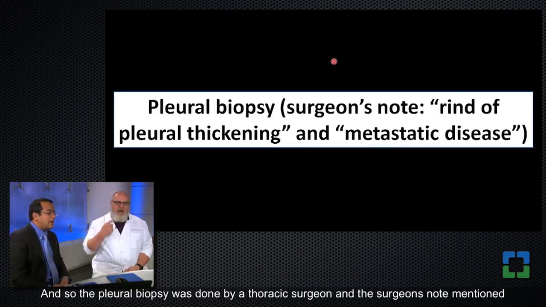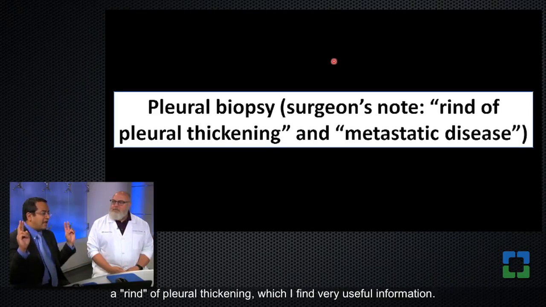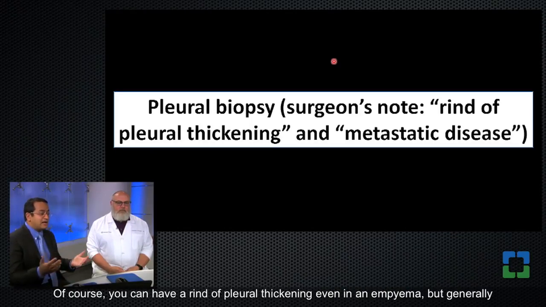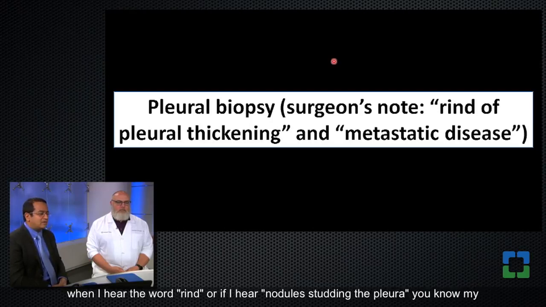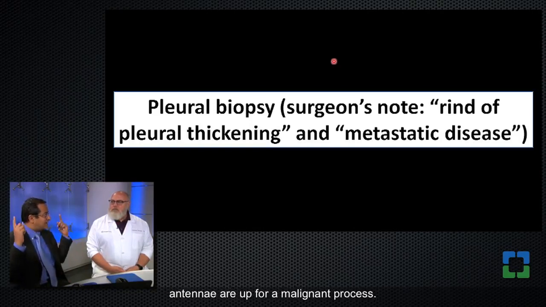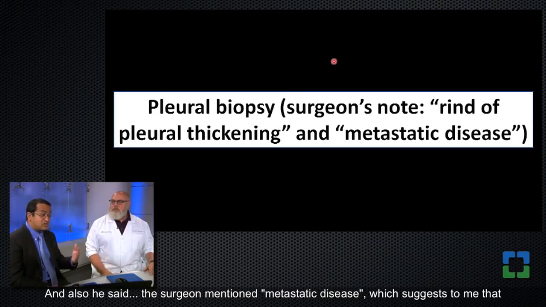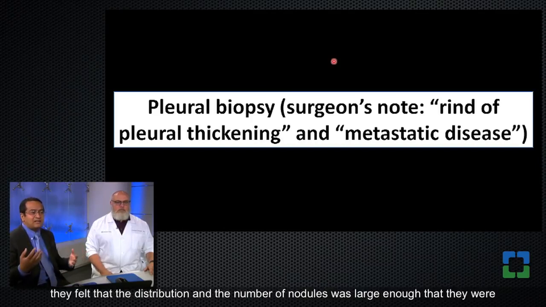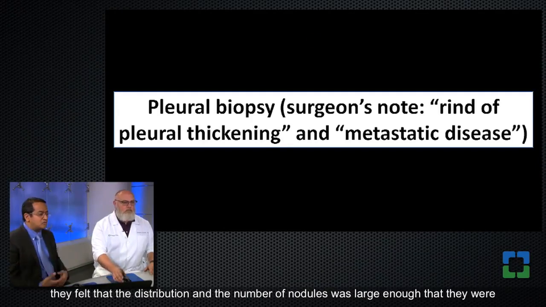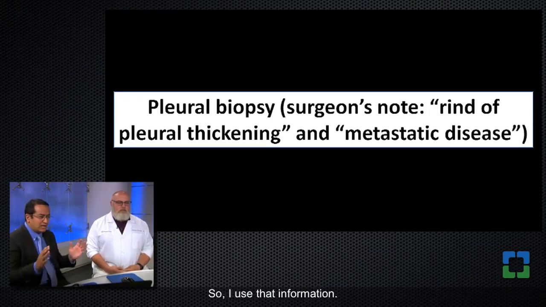And so the pleural biopsy was done by a thoracic surgeon, and the surgeon's note mentioned a rind of pleural thickening, which I find very useful information. Of course, you can have a rind of pleural thickening even in an empyema, but generally when I hear the word rind, or if I hear nodules studding the pleura, my antennae are up for a malignant process. And also the surgeon mentioned metastatic disease, which suggests to me that they felt that the distribution and the number of nodules was large enough that they were suspecting malignancy clinically. So I use that information.